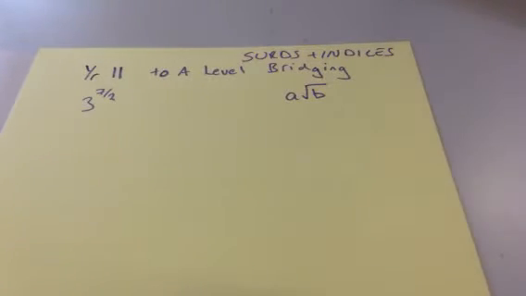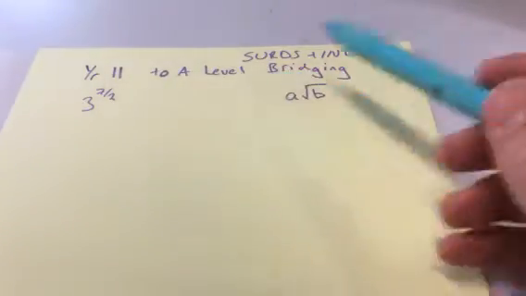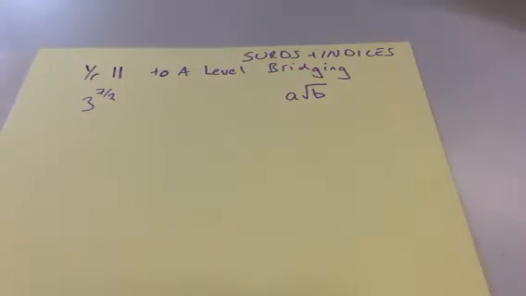We're doing a new playlist for Bridging Year 11 to A-Level. I've got some Year 11 students with me here. They've just finished their GCSEs and we're going to pick two topics that they know about, which is surds and indices, and see how it looks in an A-Level paper.